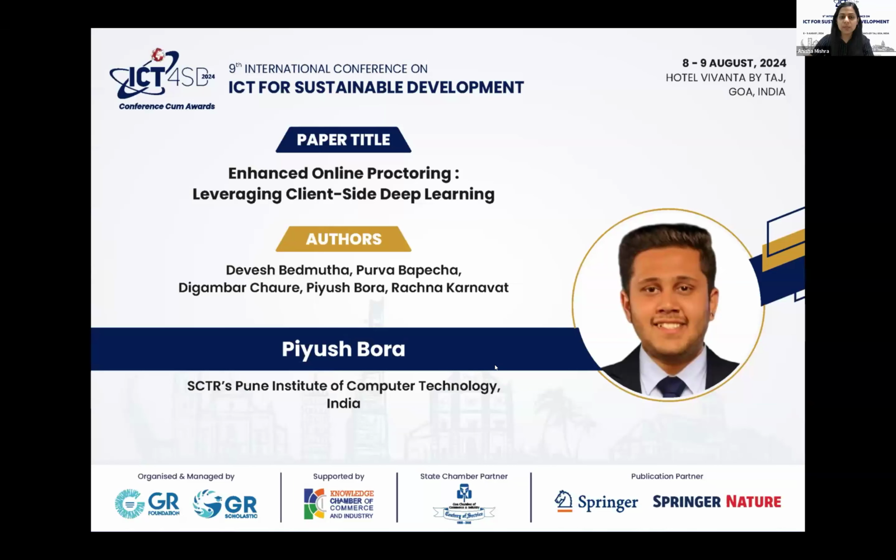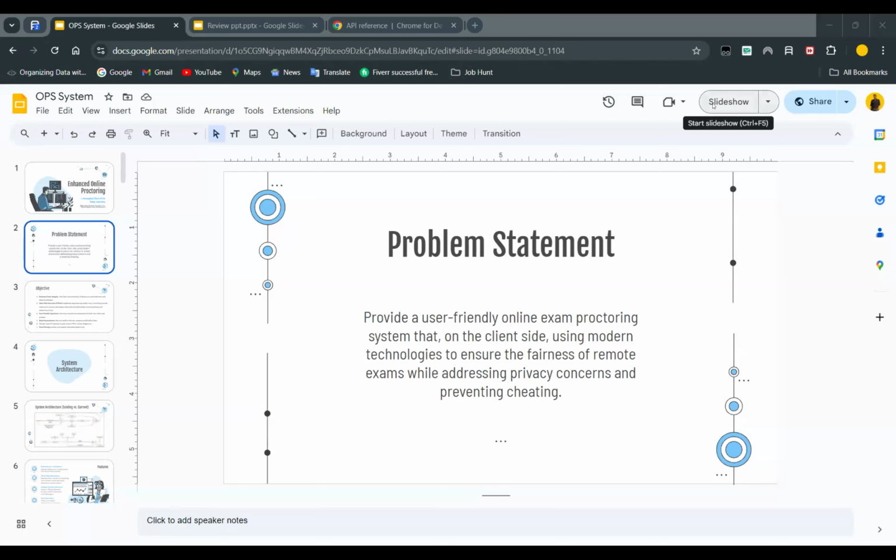Moving on to the next one, we have Piyush Bora with the paper title Enhanced Online Proctoring, Leveraging Client-Side Deep Learning. Good afternoon, everyone. Piyush, you may begin with the presentation. Am I audible? Yes, you're audible. Okay, I'm just sharing my screen. I hope that's visible. Yes, it is.